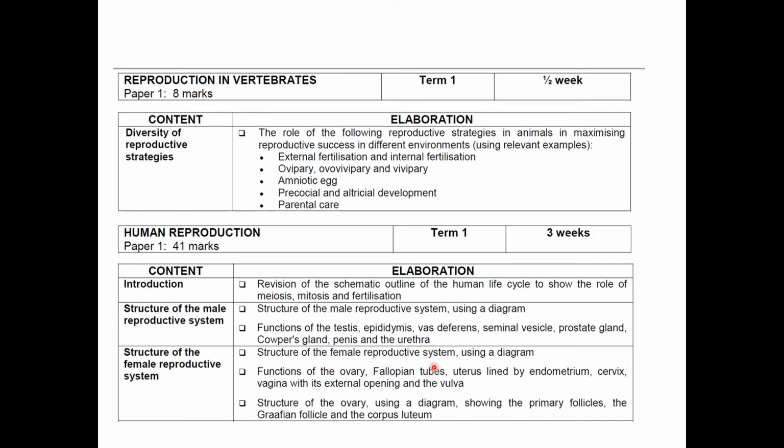The structure of the female reproductive system, again using a diagram. You must know the function of the ovary, the fallopian tube, the uterus lined by the endometrium, the cervix, the vagina with its external opening, and the vulva. You must know the structure of the ovary using a diagram showing the primary follicle, the Graafian follicle, and the corpus luteum.